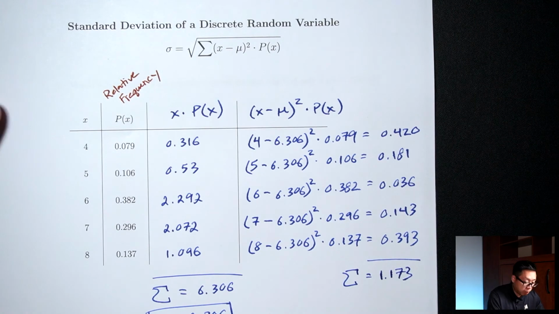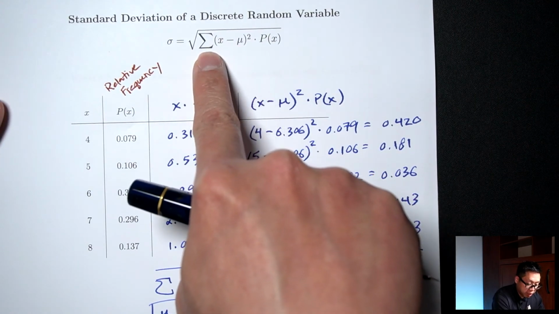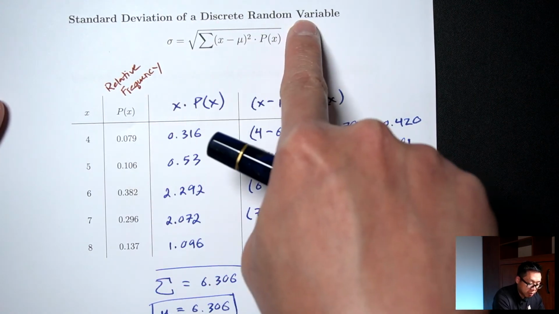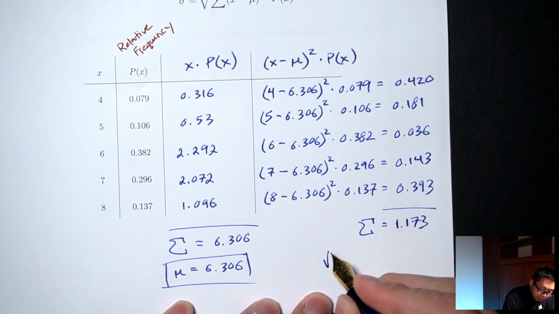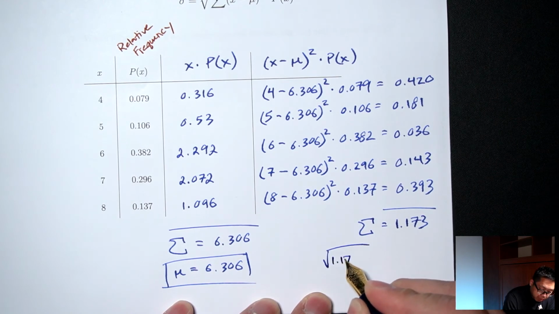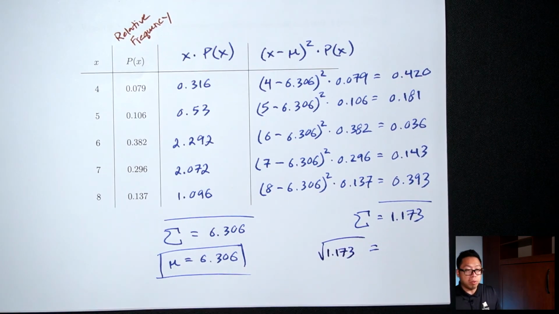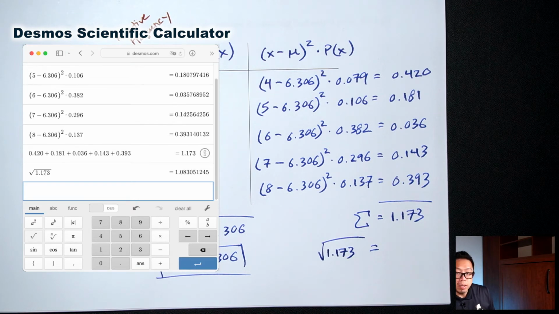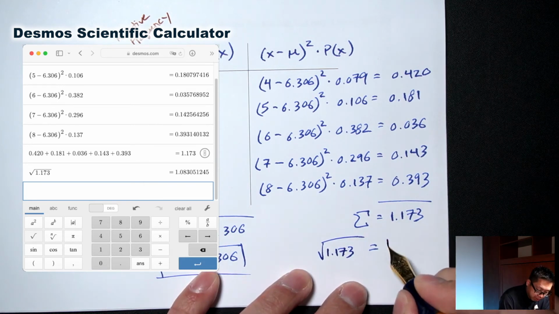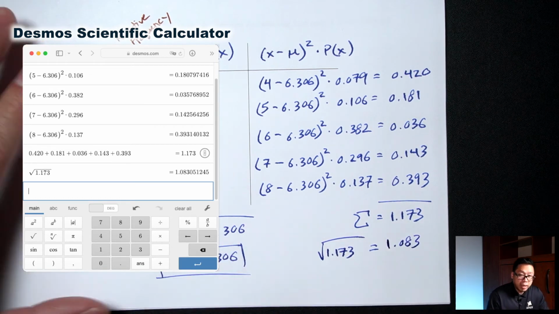And then one last thing in the formula. We just did the summation. The last thing is this symbol here, which is square root. So very last thing, we're going to take a square root. Square root of 1.173. So square root symbol, 1.173. Rounded to 3 decimal places, this is 1.083. And that's our standard deviation.